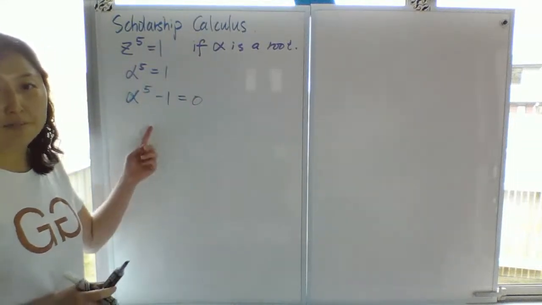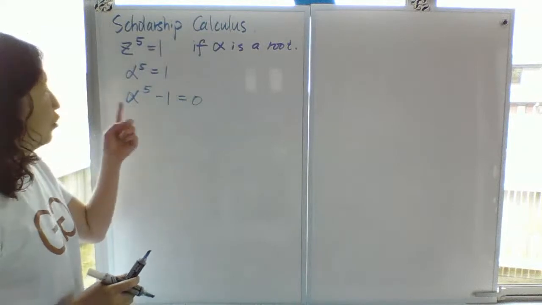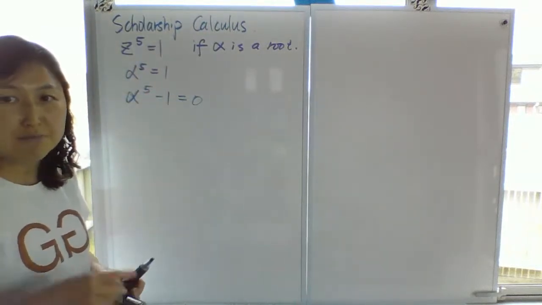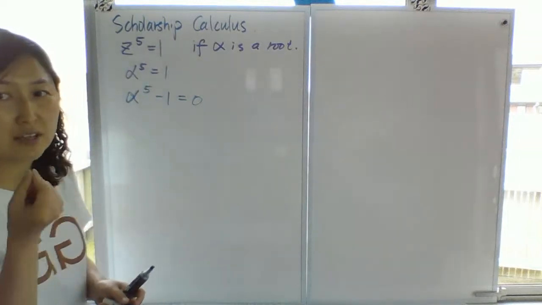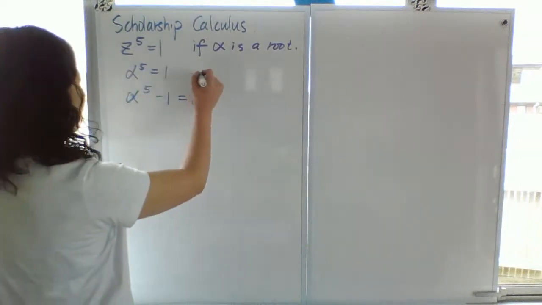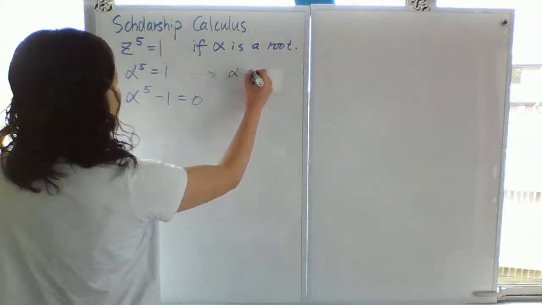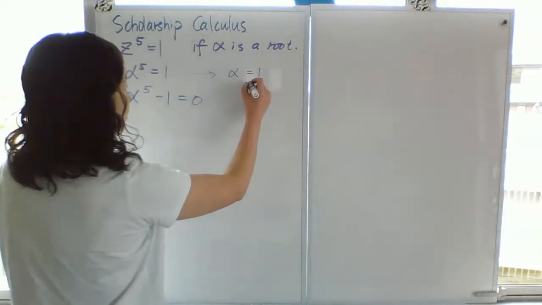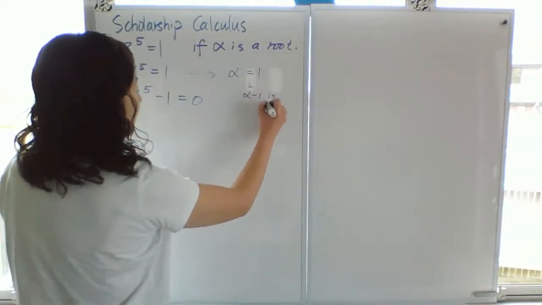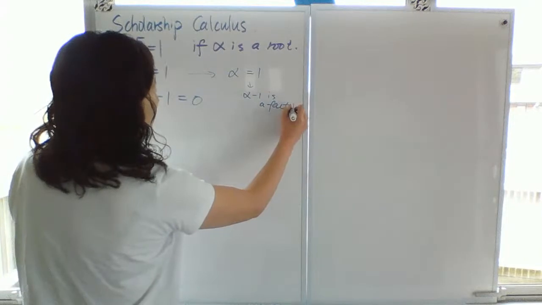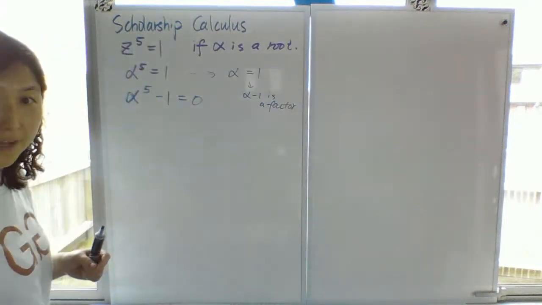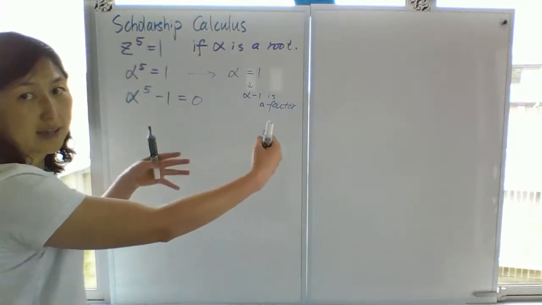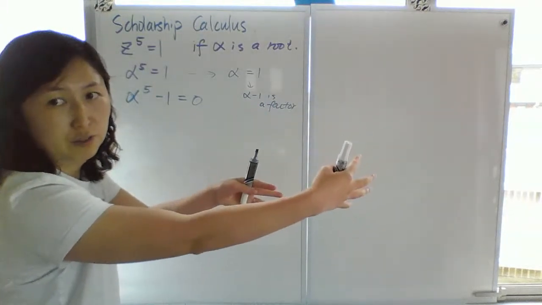Okay. How am I going to factorize this one? We have a hint from here. If alpha to the power 5 is equal to 1, we know immediately that one of the solutions is 1. So from here, I know that one of the solutions is 1. Okay, so this tells me that alpha take away 1 is a factor. So I can say this multiplied by something can be equal to 0.